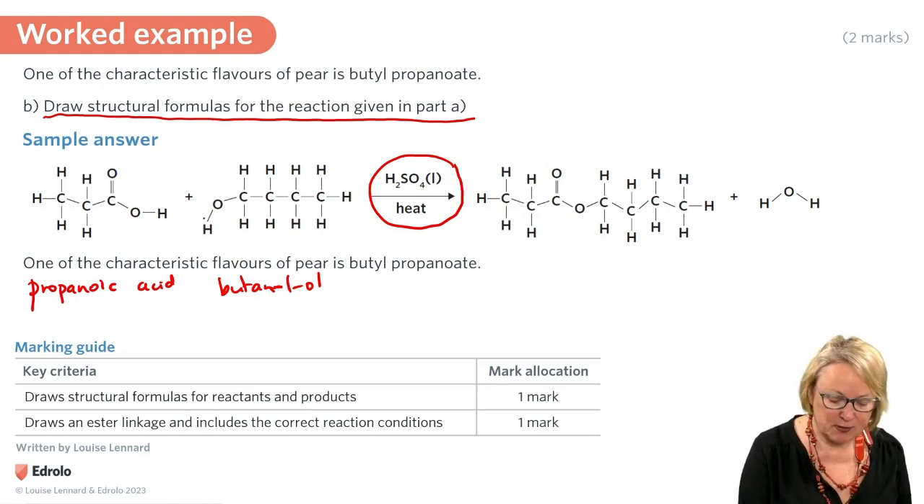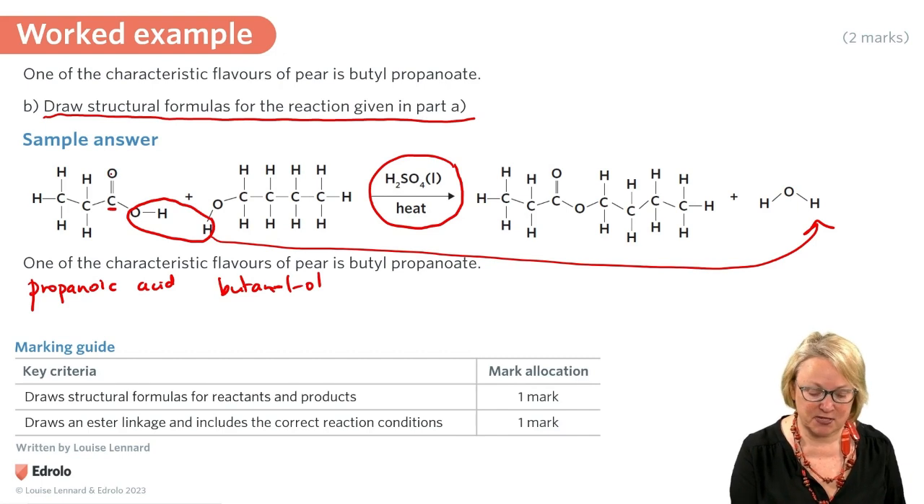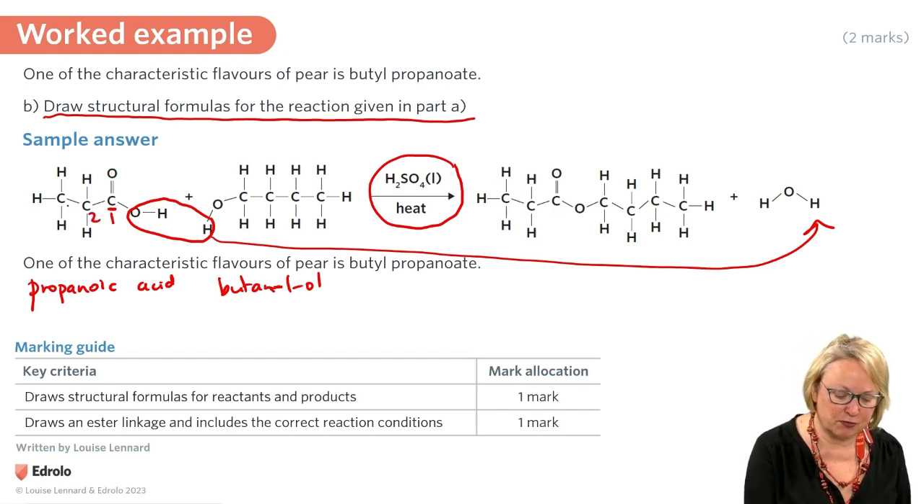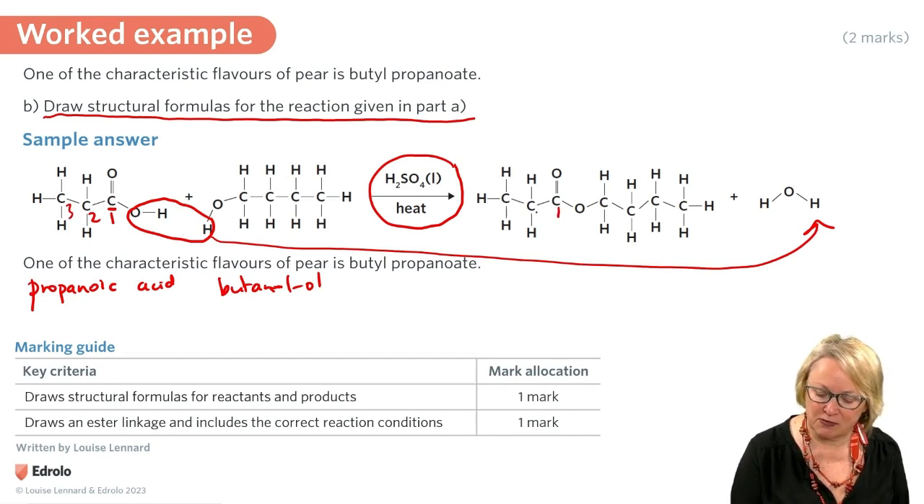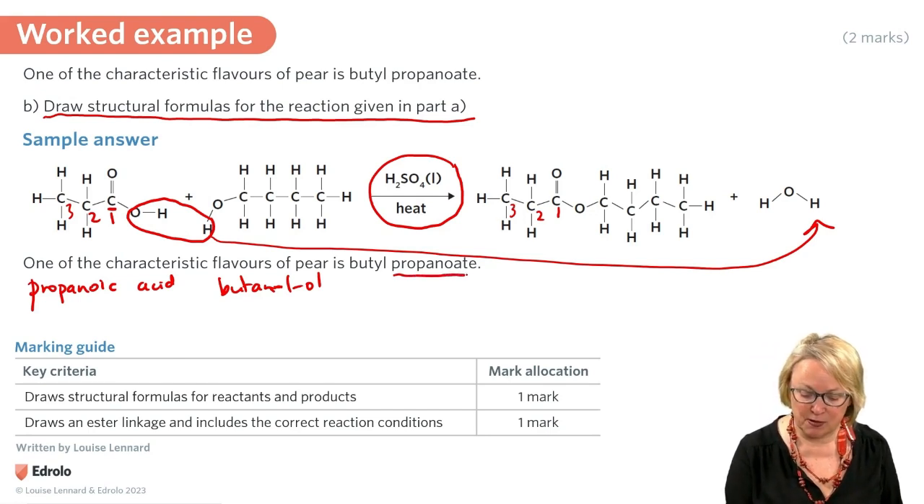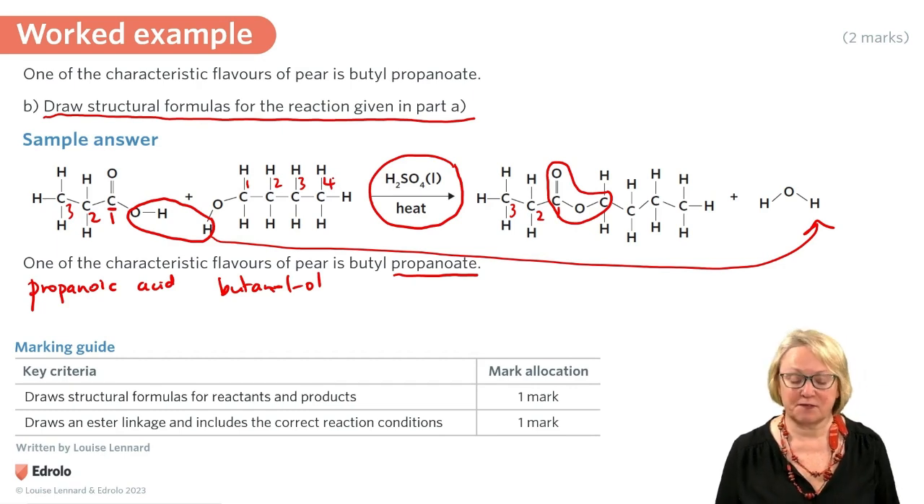heat. So if we have a look, we're going to lose a water molecule. So that becomes the water molecule as the second product. The carbon that's connected to the double bond oxygen is this carbon. And so this is carbon 1, 2, and 3. Carbon 1, 2, 3. That becomes part of the ester, the propanoate. And if we look, we've got our ester group here. Then we've got 1, 2, 3, 4 carbons that were derived from the butane-1-ol.